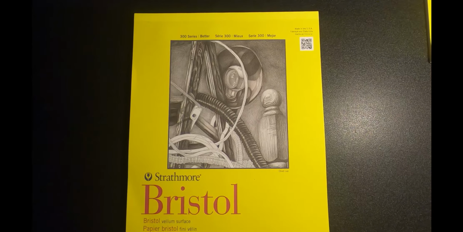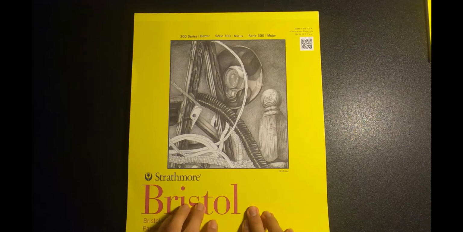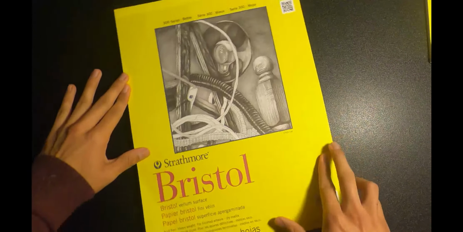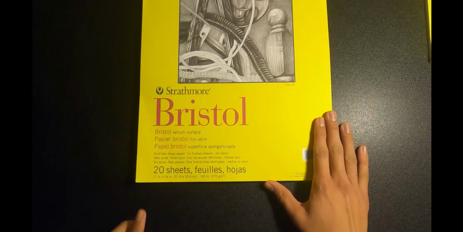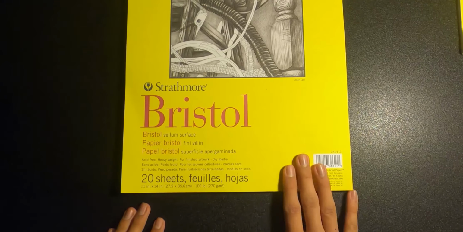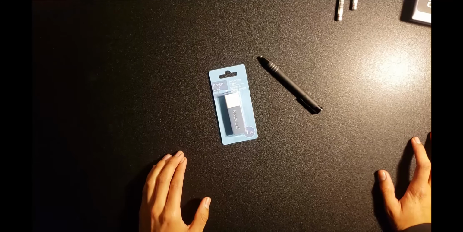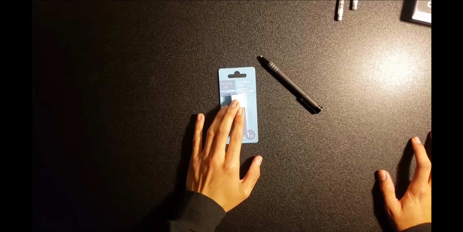So Bristol is going to be used for my last final project. These are really nice paper, really thick, and I find them more like a premium type of paper. And there's different sizes for these. Usually I get the 11x14. Pretty good paper, good quality. I'd recommend it.